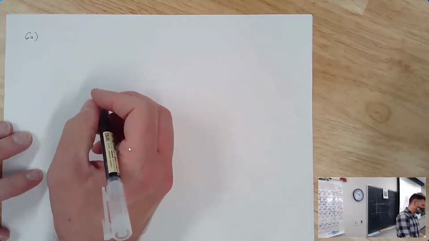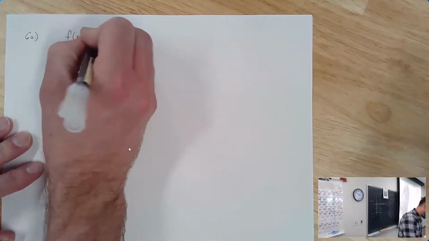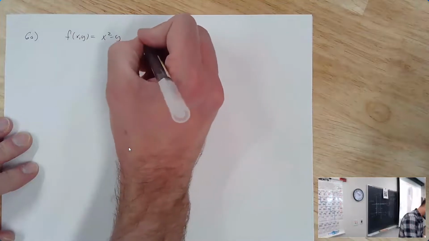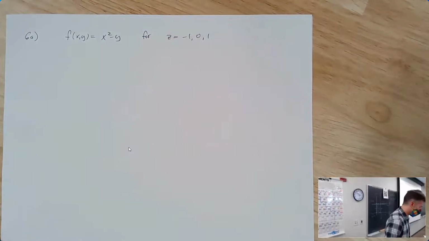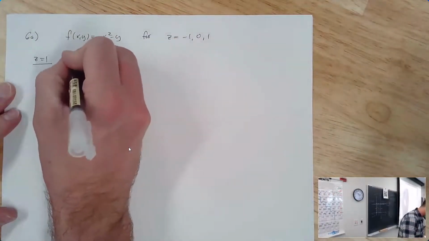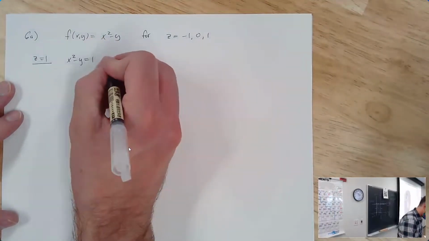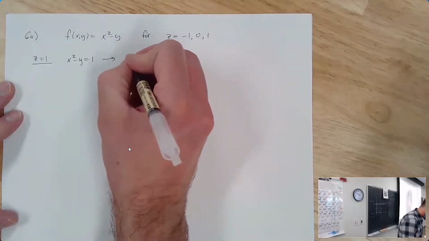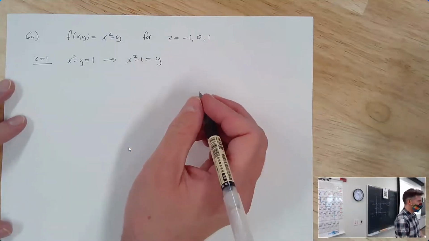6a, sketch level curves on the same set of x, y axes for f of x, y equal to x squared minus y for z equal to -1, 0, and 1. Okay, so all we're going to do is set the function equal to these values and then sketch the curve. So for z equal to 1, we're going to have x squared minus y equal to 1. I would much rather solve for y, right? x squared minus 1 equals y. I know how to graph that. It's a parabola shifted down 1.